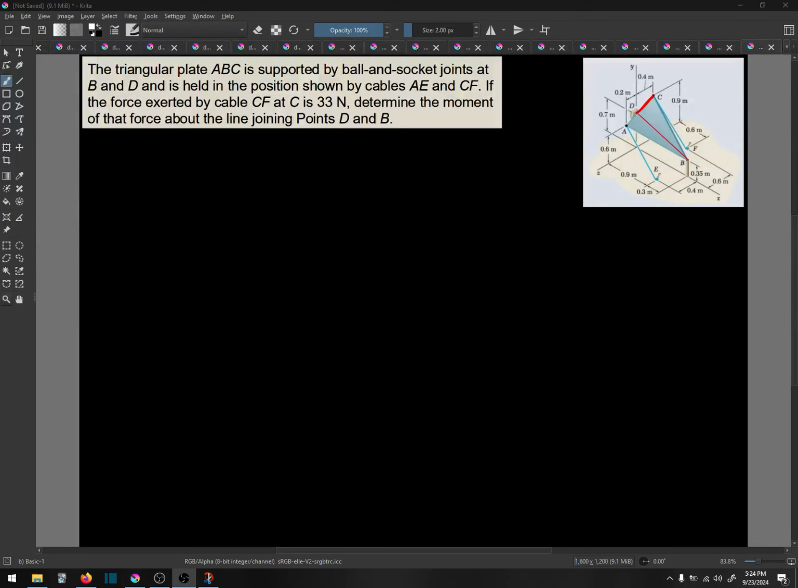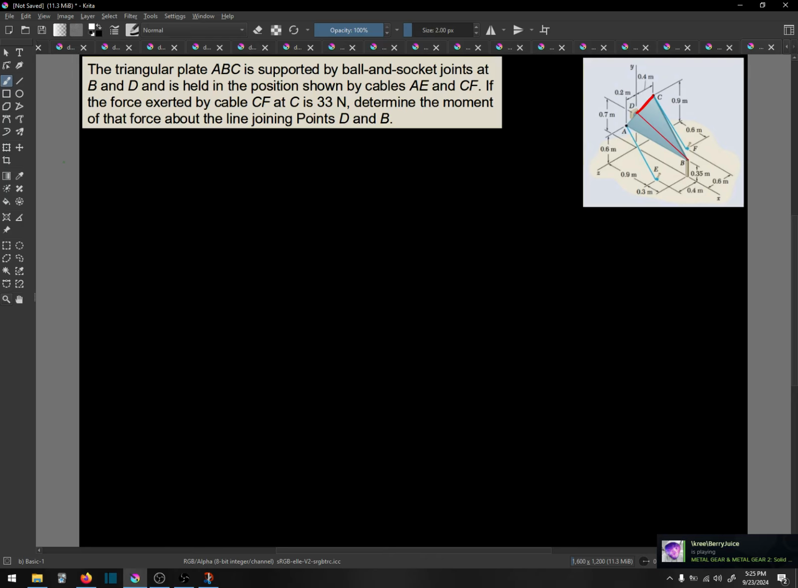Okay, this is going to be lecture problem number 4 for statics, chapter 3. All right. So, the triangular plate ABC is supported by ball and socket joints at B and D and is held in the positions shown by cables AE and CF. If the force exerted by cable CF at C is 33 newtons, determine the moment of that force about the line joining points D and B.